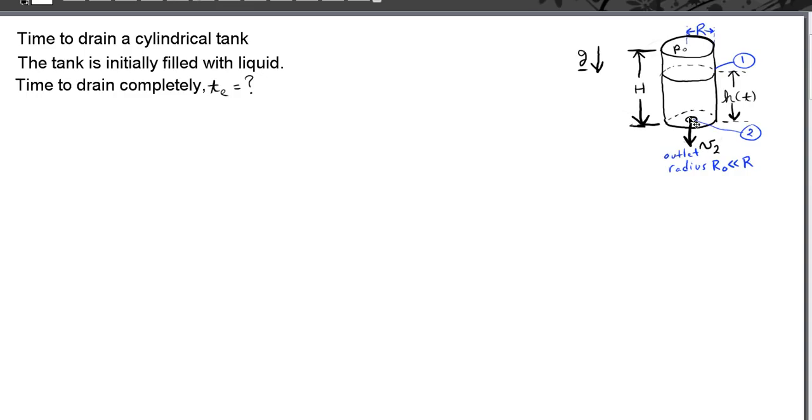The velocity of the liquid coming out of the bottom of the tank will be considered V2. That's something we have to find as part of the solution. The instantaneous height of the liquid in the tank is little h of t, and gravity is directed downward. We denote plane 1 as the top surface of the liquid at any instant of time, and plane 2 will be the outlet hole at the bottom of the tank. What we're asked to compute is the time it takes to drain this tank completely of liquid, T sub E. It can be time to empty or time for efflux, the efflux time T sub E.